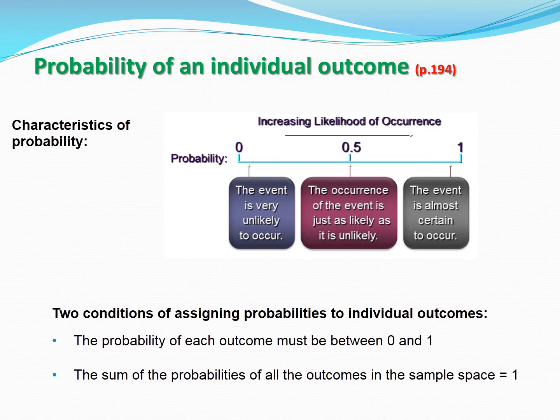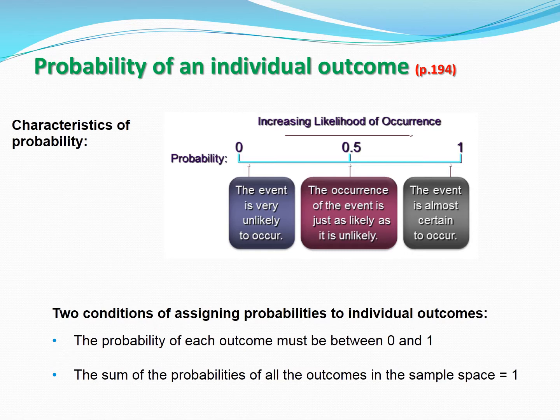On page 194, you can see the characteristics of probability. It's important to keep these conditions in mind when you do calculations, because your answer always needs to adhere to these conditions. So first of all, the probability of an event is always between 0 and 1. The closer the value is to 0, the less likely it is that the event will occur. The closer the probability is to 1, the higher the probability is that the event will occur.